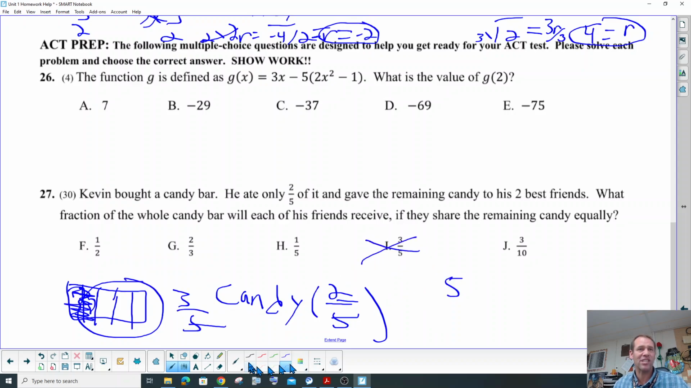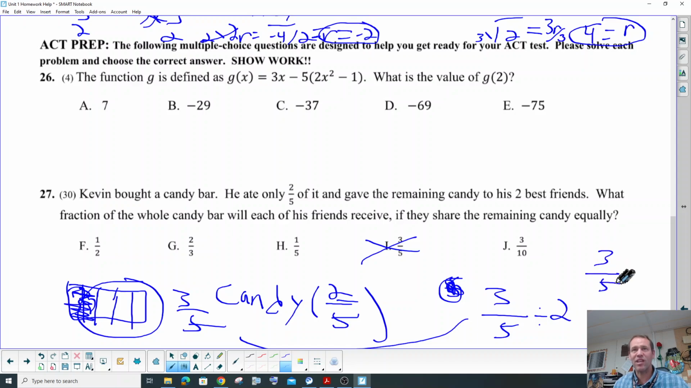Now that's not our answer. They want to trick you on the ACT. That's not our answer. But what we can do is take that 3/5 and divide it over 2 friends. So we're going to divide by 2. And what's another way to divide by 2? Is to cut it in half. How do we divide by 2? We just cut it in half. We keep, change, flip. We just cut it in half. And so when we cut that in half, we get 3/10 as our answer.